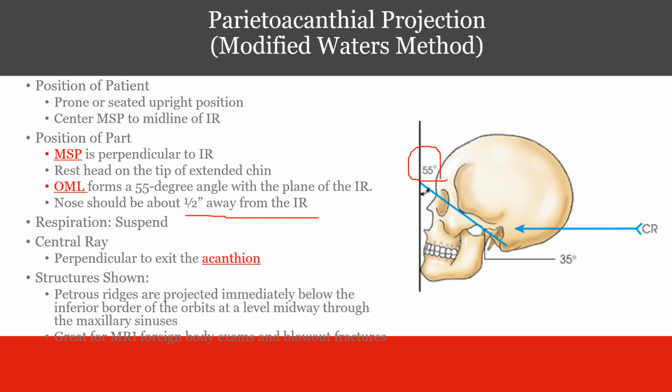For respiration, it's on suspension, and we're going to have our beam perpendicular to exit the acanthion. The petrous ridges are projected immediately below the inferior border of the orbits, midway through the maxillary sinuses. And this is great for MRI images and for blowout fractures of the orbits.